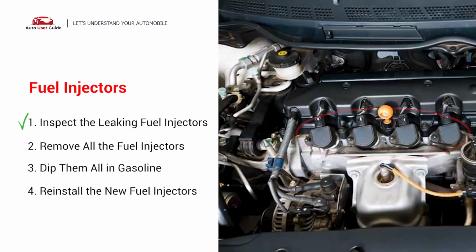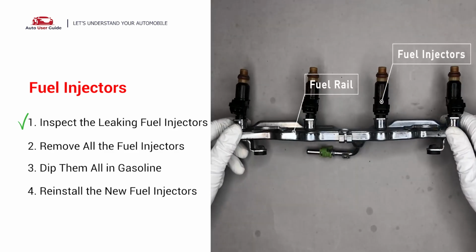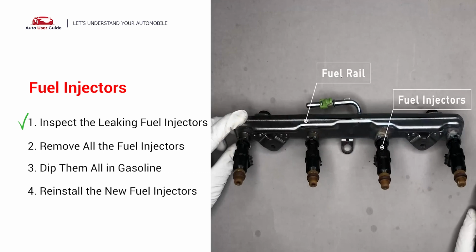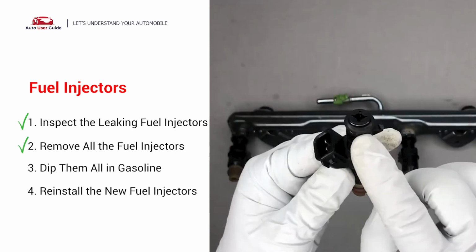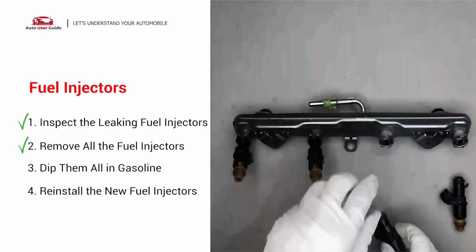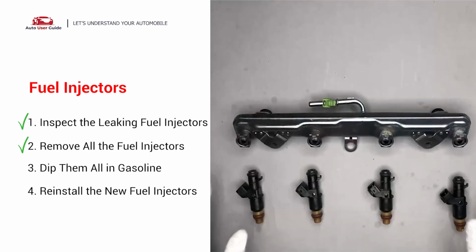The fuel injectors are mounted in the intake manifold so that they spray fuel directly at the intake valves. Inspect the leaking fuel injectors on the fuel rail. Carefully remove the fuel injector. Make sure the new injector has new seals and never use the old seals over. When you change the fuel injectors, change them all as a set. Otherwise, the engine will run unevenly.